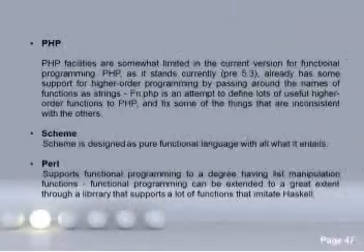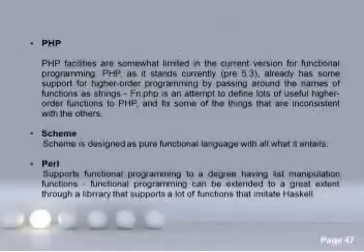PHP provides limited access to functional programming. Fn.php is an example of deploying PHP as a functional language. When talking about Scheme, it is a pure functional language. Perl supports list manipulation functions.